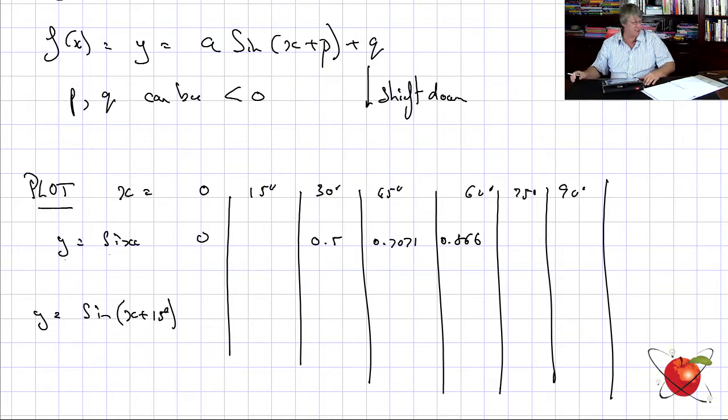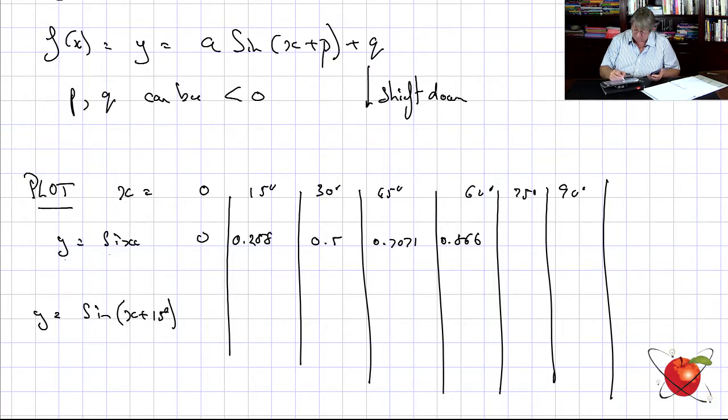I haven't got sine of 15, so let me get it. Sine of 15 is 0.2588. And sine of 75 is 0.966. And there is 1.